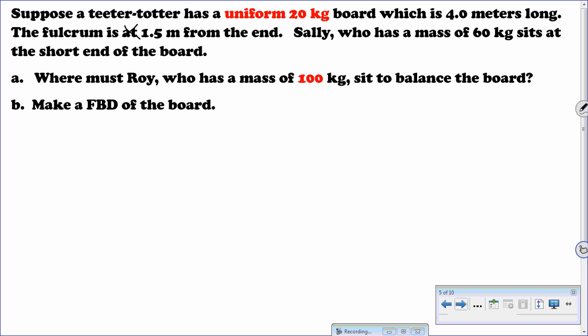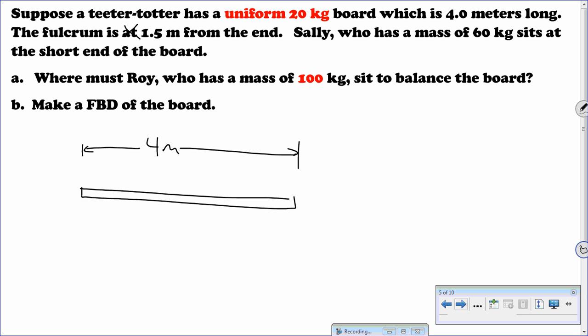With these problems, a good drawing is 100% your best friend. So please make sure you make detailed drawings. We've got this uniform board that's 4 meters long. So let's draw that. So here's our board. It's 4 meters long. And then it tells you that the fulcrum is 1.5 meters from one of the ends.